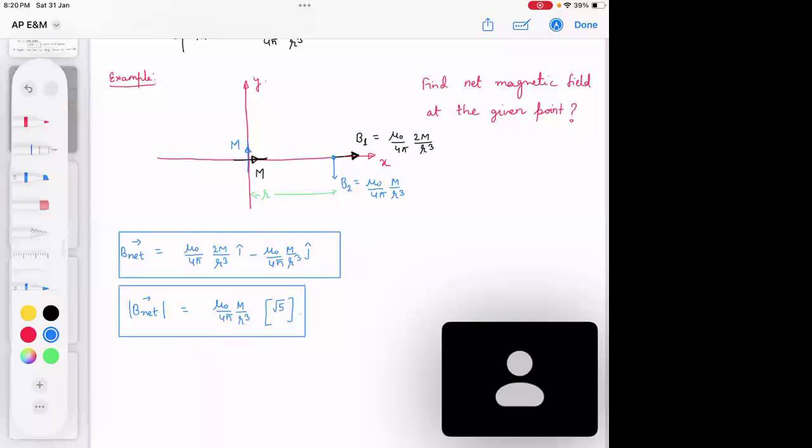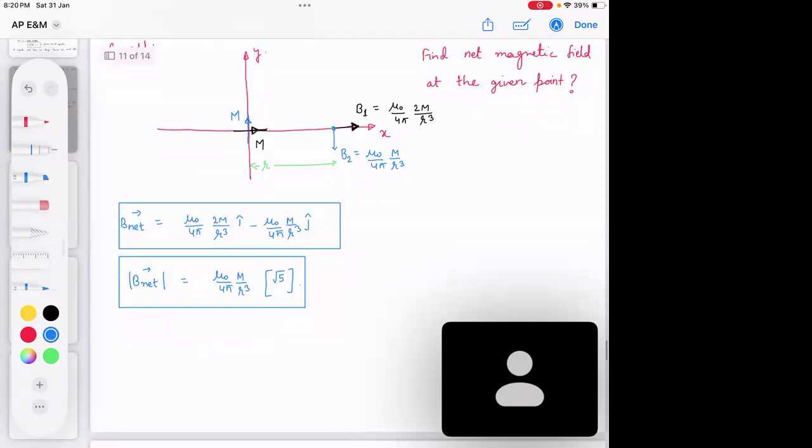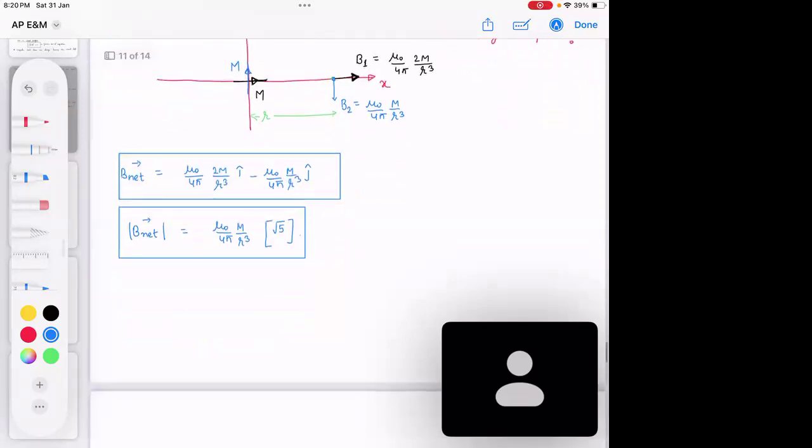So we should apply the axial and equatorial formula depending on what kind of point it is. So please be clear about how to calculate the magnetic field on the axial point and equatorial point. And keep in mind, we are writing the formula for the short dipole.